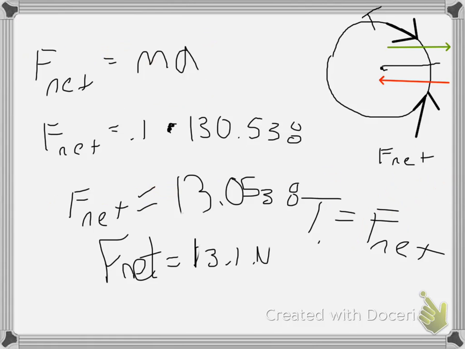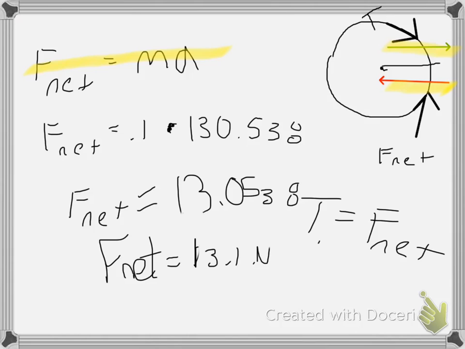Alright, so once we have the acceleration, we have to find the net force, which in this case is this red arrow right here, and it equals the tension, which is this green arrow right here. So essentially when we're solving for net force, we're solving for tension. The equation for net force is mass times acceleration. We just solved the acceleration. The centripetal acceleration is what you plug in. And the mass is the 0.1 kilogram ball that they give us at the beginning.